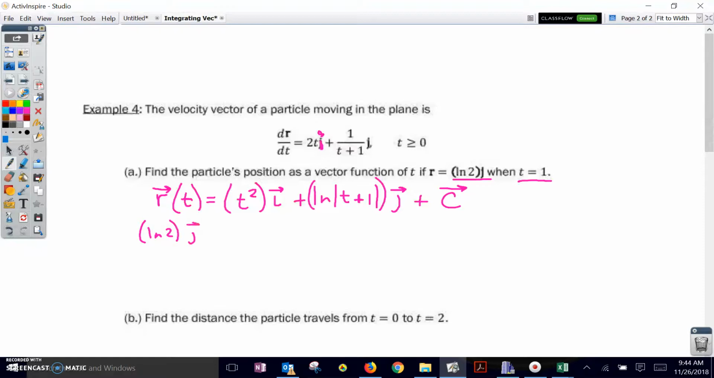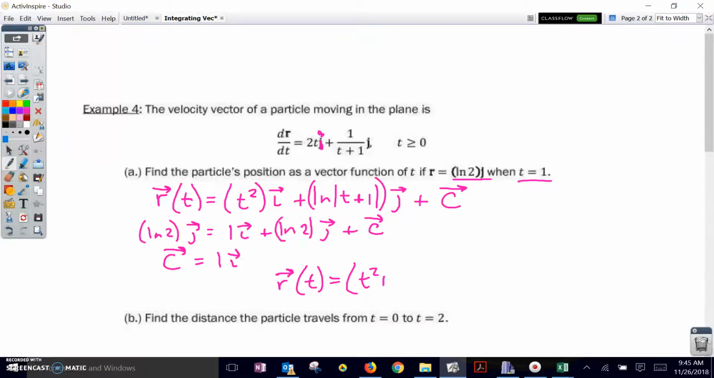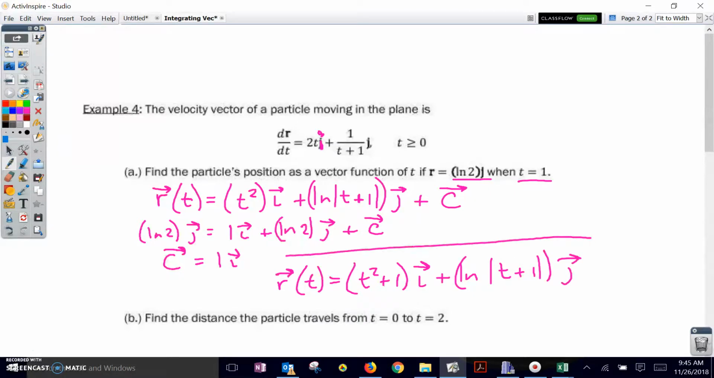natural log of 2 j is equal to 1 i plus natural log of 2 j plus our constant vector, and so our constant vector is just going to be 1 i, and so our position vector will be r of t equals t squared plus 1 i plus the natural log of the absolute value of t plus 1 j. And there's our position vector.